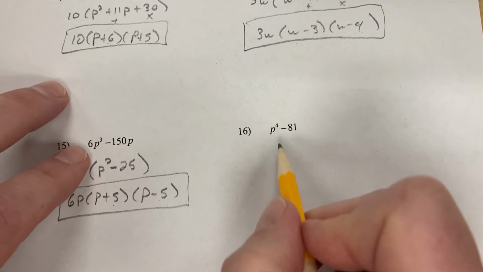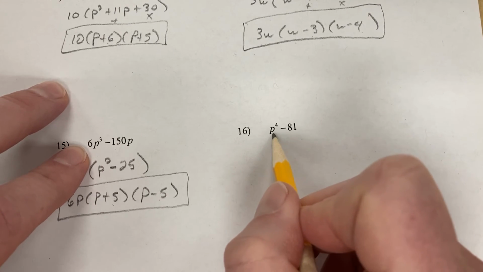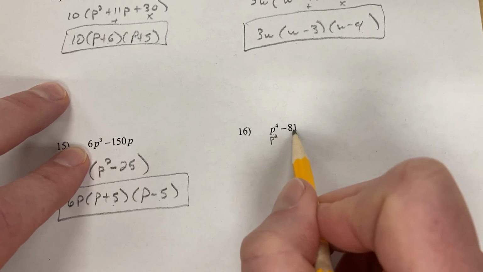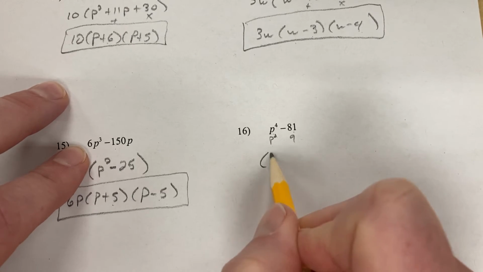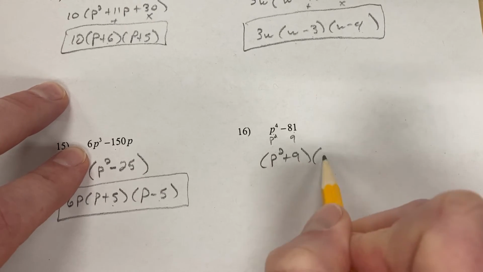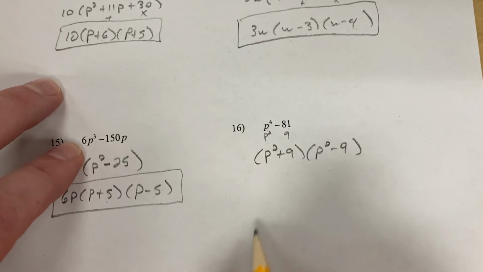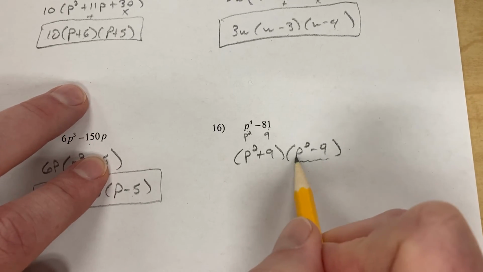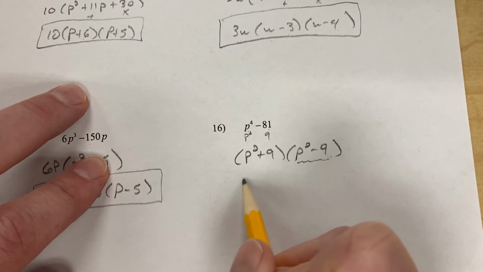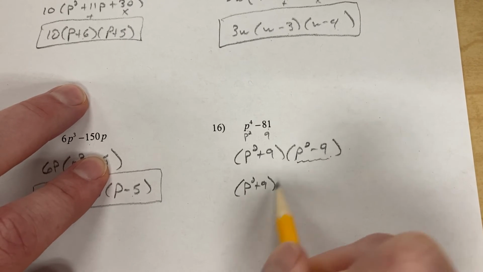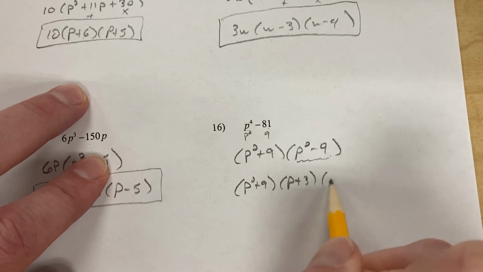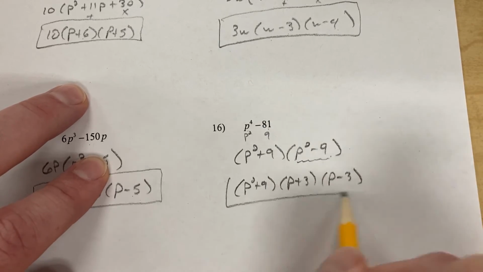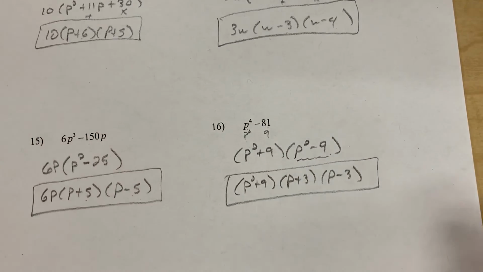And then 16, I've got p to the 4th minus 81. So p to the 4th is p squared times p squared. 81 is 9 times 9. So this factors into p squared plus 9, p squared minus 9. Okay, and that's good to start. But then if you look at p squared minus 9, that's p times p, 3 times 3. So you could keep going with that. You could make that p plus 3 and a p minus 3. And that'd be okay there.